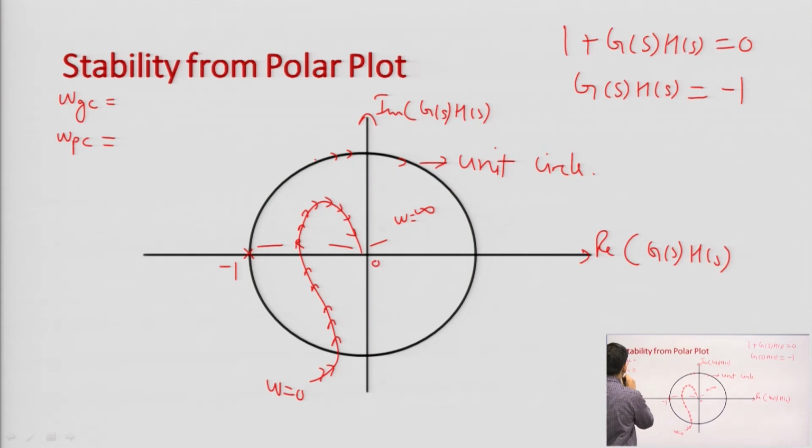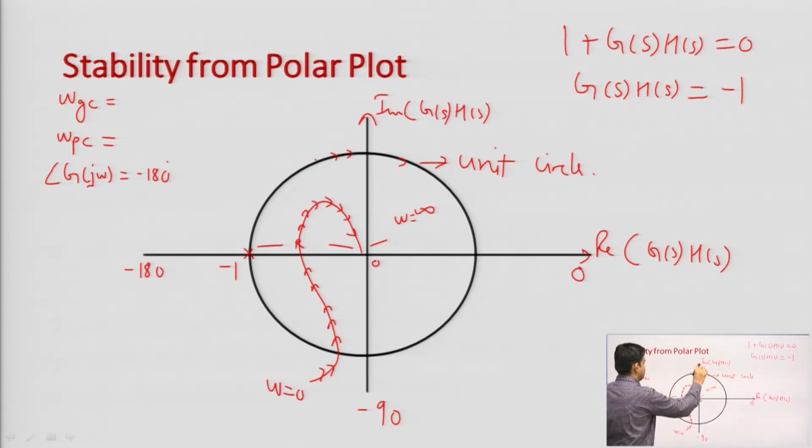For that purpose we need to see where my angle of G(j omega) is equal to -180. Here in the polar plot, this is 0, this is -90, this is -180 and this is -270. You can see this plot touching the -180 line at this point. If I calculate omega at this point, this will be omega PC, my phase crossover frequency.